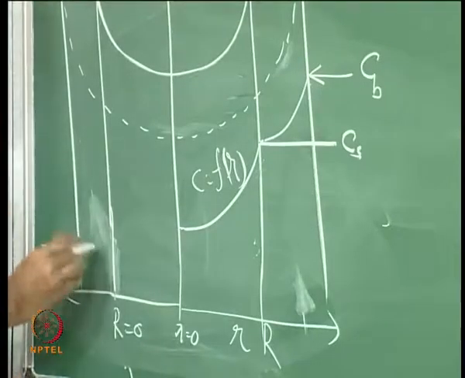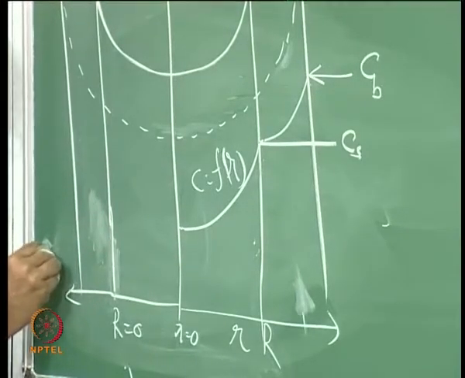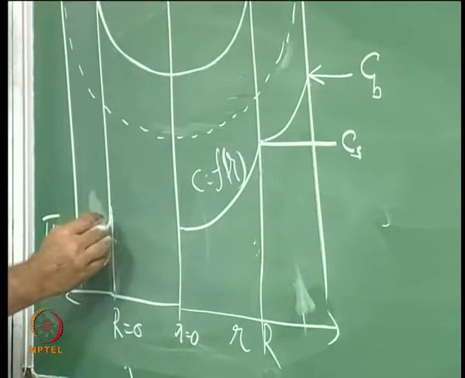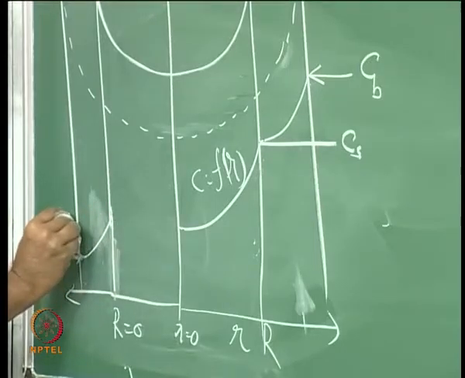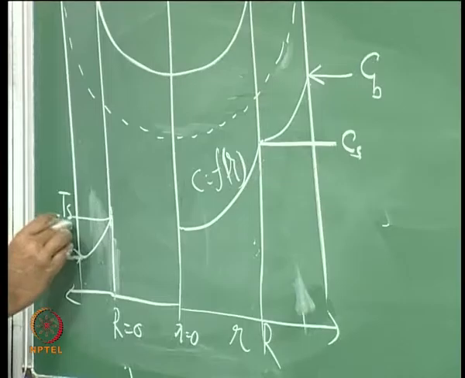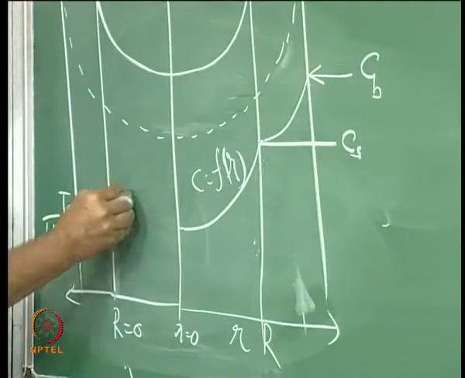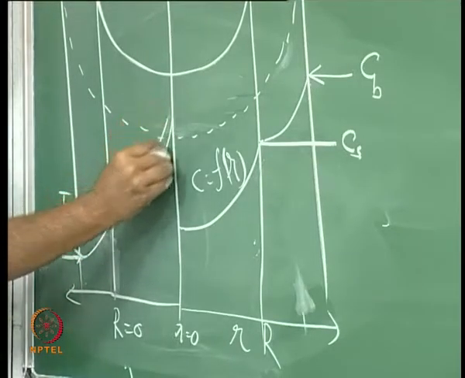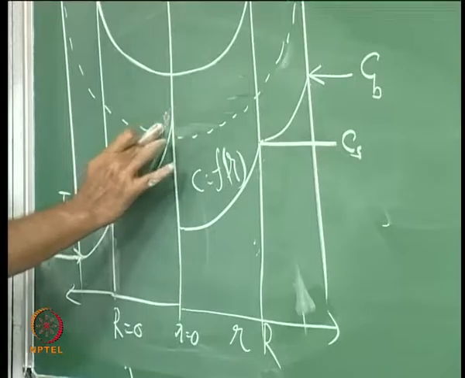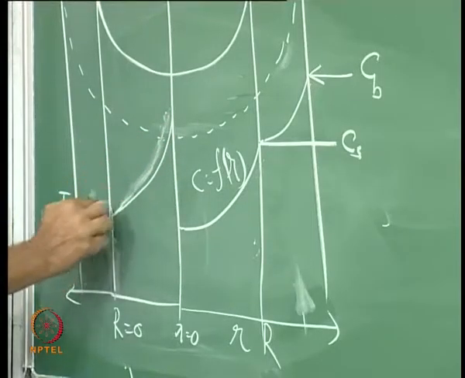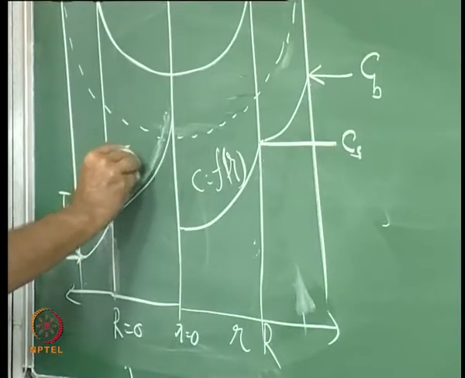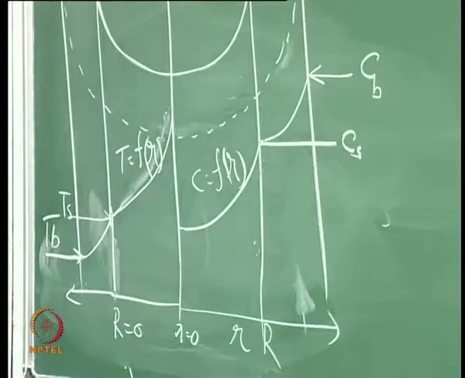Good. Yeah. And this side, if I have an exothermic reaction, TB, TS, and you may have it like this. This is T, not linear. The exact shape also we do not know. This is TS. Good. Isothermal.